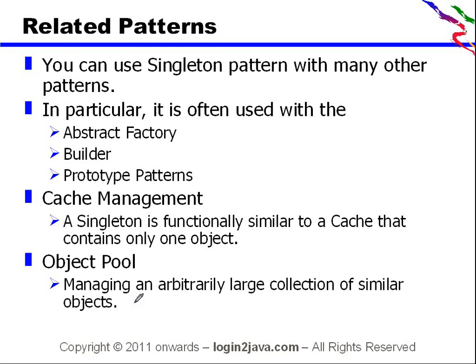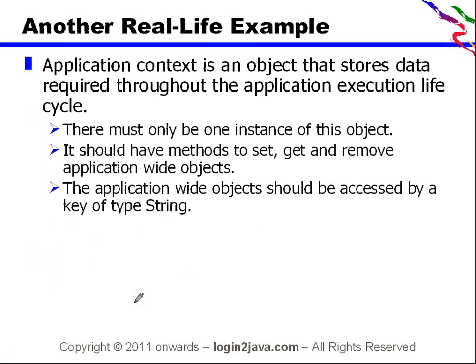Now just go through this problem and think how you can implement this. Application context. I think you must know about this word; you must have used it in some of your applications. In most web applications, the frameworks provide an application context where you can put your data throughout the application life cycle. There can be only one application context in an application. So you can easily imagine that the application context is a singleton class.